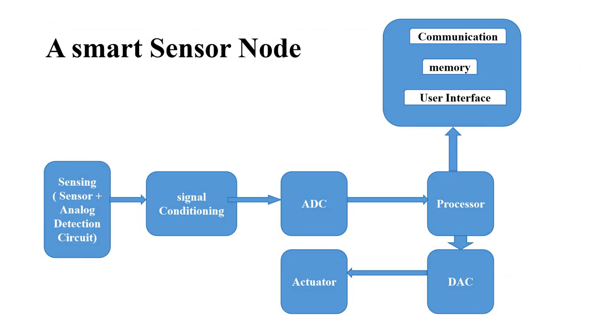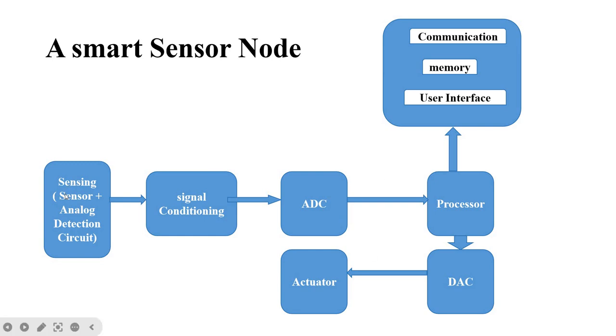Here we'll see a smart sensor node, which is an integrated system which collects, processes and transmits data for various applications such as IoT, automation and industrial monitoring, and it typically consists of the following components.